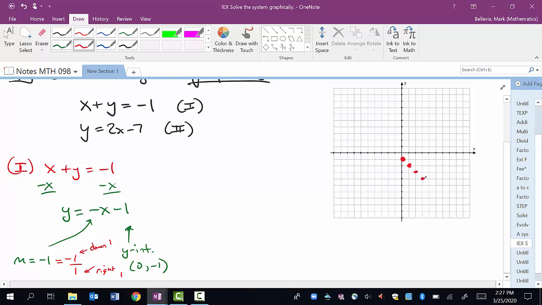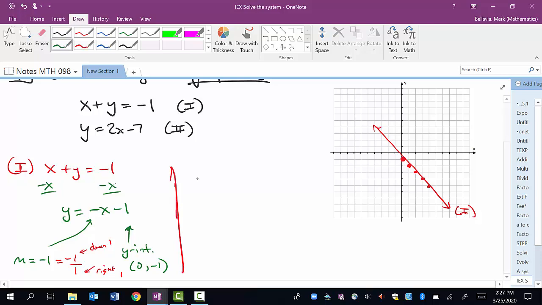Now you only really have to do it so you have 2 points to graph a line. The reason I'm doing it with several more points is because it'll make our graph more accurate. So drawing that line straight through there, this is equation 1. Now we'll take a look at equation 2. Equation 2, we have y equals 2x minus 7.